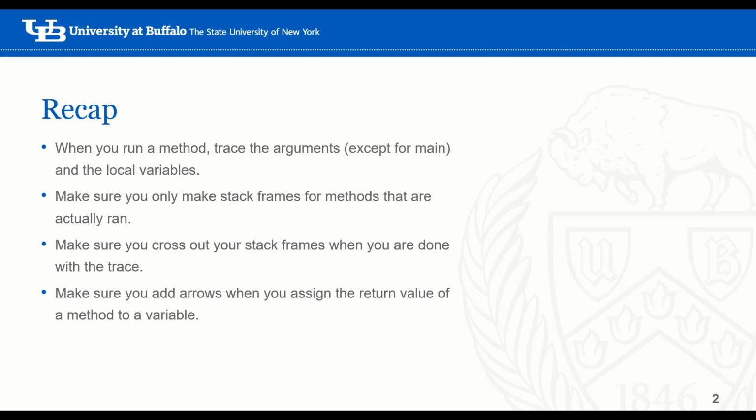And just a recap of some of the things we've learned today. When you're doing a stack trace, make sure when you run a method, you trace the arguments and the local variables, some exceptions being the main method. Make sure you only make stack frames for methods that are actually run, and make sure you always cross out your stack frames and use return arrows wherever appropriate.